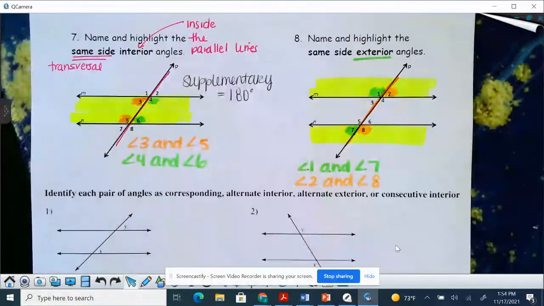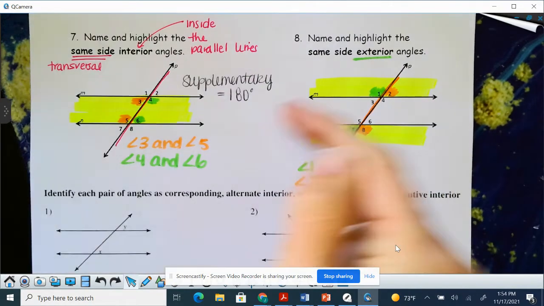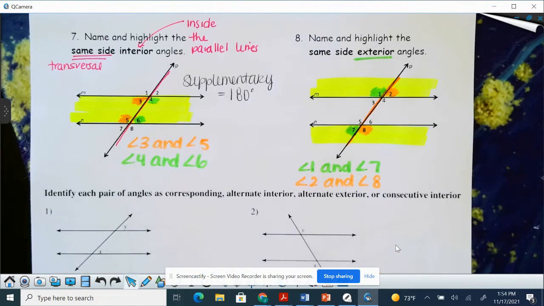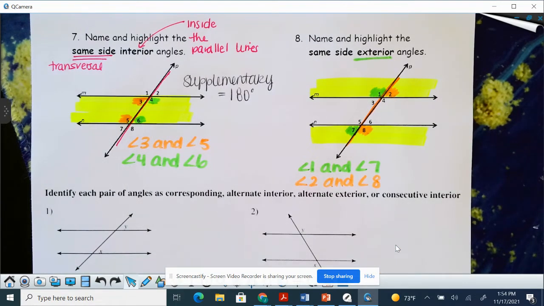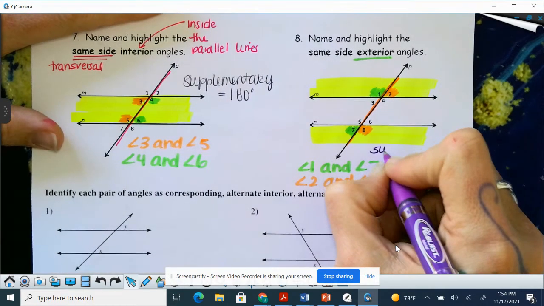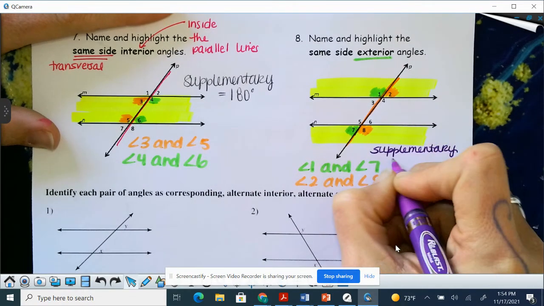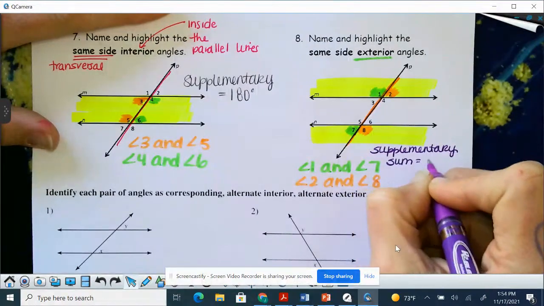And again, these are not congruent because 2 is the same as 3, 6 is the same as 7. So 2 and 6 are the same because they're corresponding. So that means 2 and 8 can't be the same because 6 and 8 are a linear pair. So these again are supplementary, which means if I add them together, so their sum equals 180 degrees.